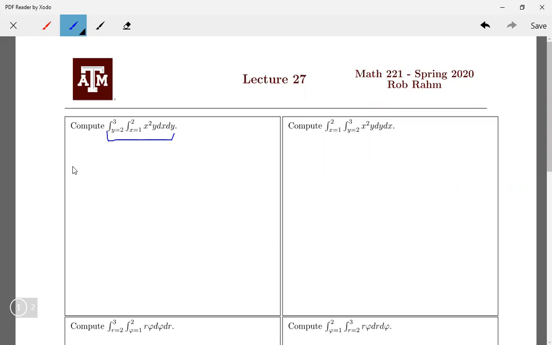So an iterated integral is called that because we basically do two integrals. First, we will do the inner integral and ignore the outer integral. That will give us a function in terms of y, and then we will do the outer integral. So this is going to be the integral from y equals 2 to 3, and then I'm going to put in brackets the integral from x equals 1 to 2 of x squared y dx dy.